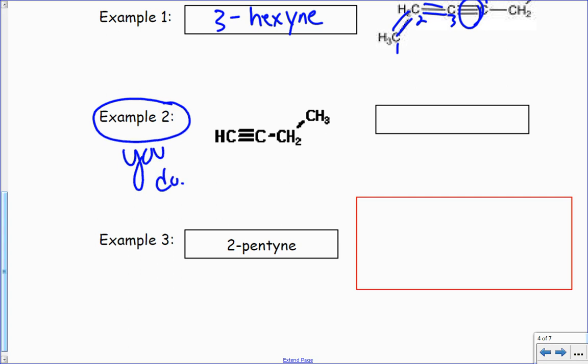Number 3, I'm going to draw out pentyne. Pent is 5: 1, 2, 3, 4, 5. It tells me on the 2nd carbon I have a triple bond. 1, 2, 3. Fill in my bonds: the 2nd carbon now has 4 bonds. The 3rd carbon now has 4 bonds. The 4th carbon has 2 bonds, and I'll just fill them in with H's so that they each have 4.